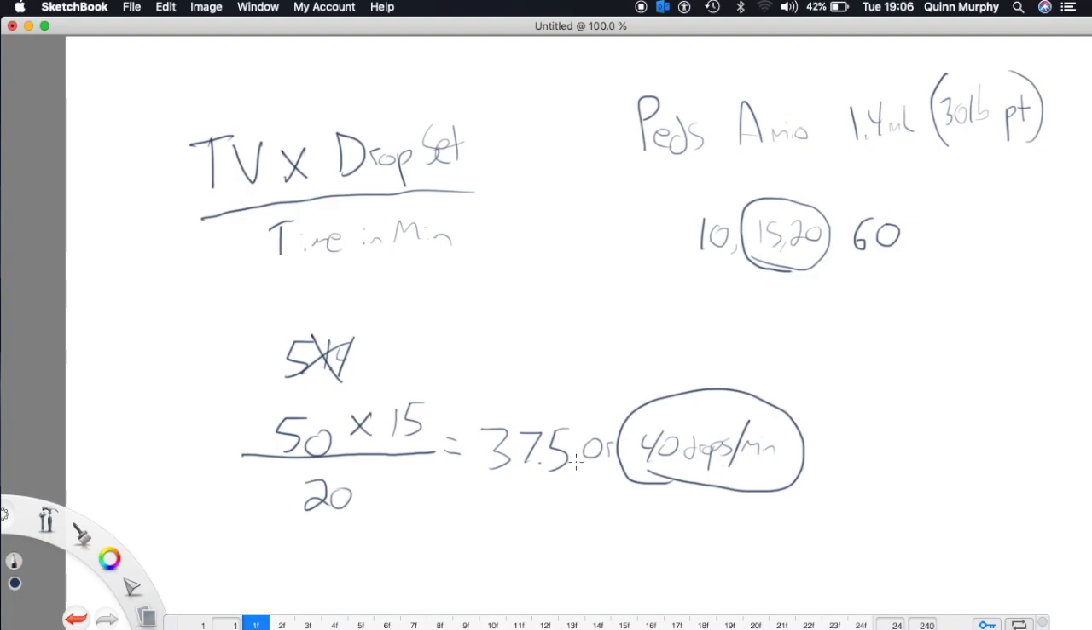Now we're going to review the Diaflow, which is going to help us out, and we can do the same thing without having to do any of the math. But if you ever need to figure out a drip rate, this is how you do it.